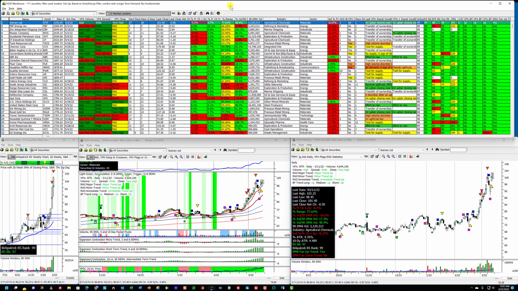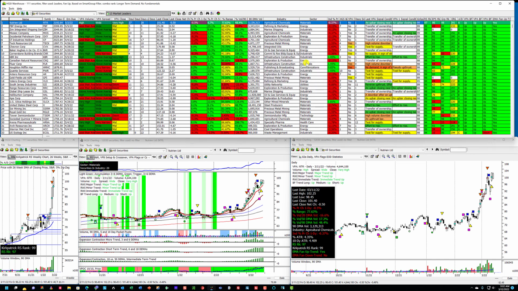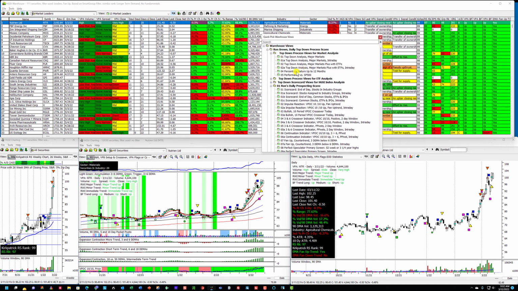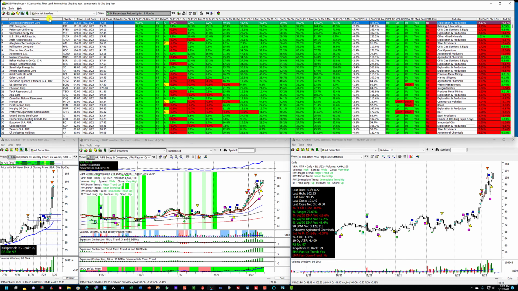Now I'm going to make a group from this. I'll just call this market leaders. There's 111 of them on Friday. I'll go ahead and make an index on this. Then I'm going to go back up here to that view that I just showed you, view number 4, sorted on raw combo, percentage change since the beginning of the year.